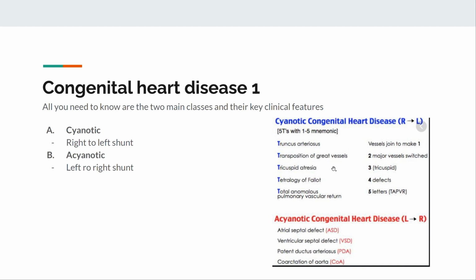And there are a couple of mnemonics to remember. For cyanotic heart disease, one that's really common is the 5 T's. As you go up in the numbering system, you have an increase in the things that are going wrong, as you can see on the diagram. And then you obviously have listed out the acyanotic heart diseases. There's not really a cool mnemonic for it, so it's just worth knowing that these things exist. And I'll point out which ones are the most important, as I've highlighted them.